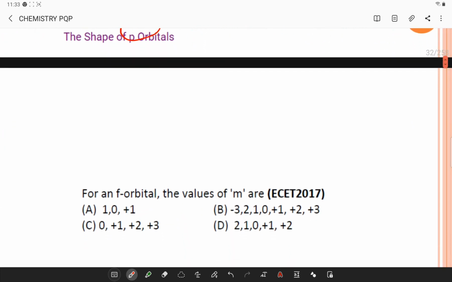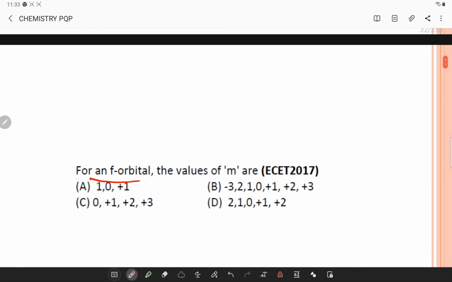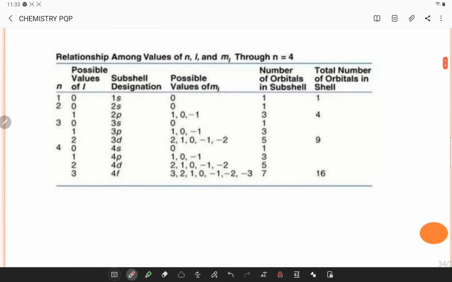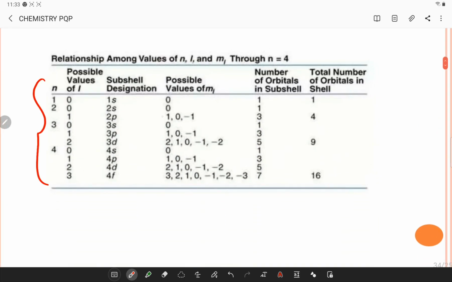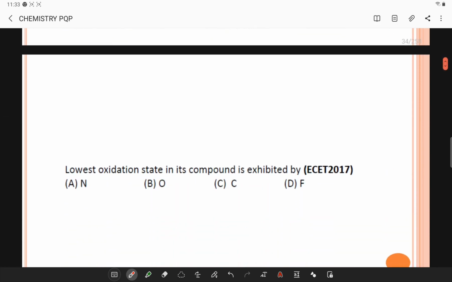So next, again this is a homework question. So for f orbital, the value of m. So earlier I have shown you a table in which I have told you how to identify the possible values of m. So this is again your homework question. So with this we have another couple of questions. With this the concept will be completed.